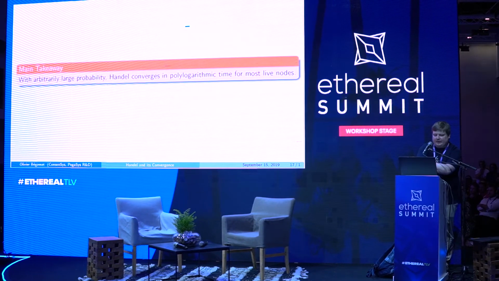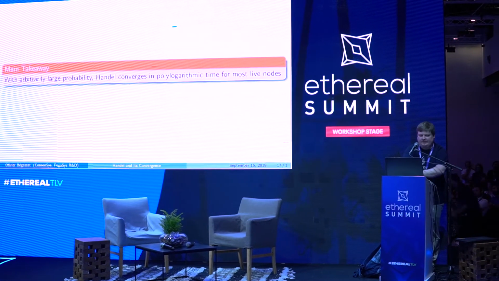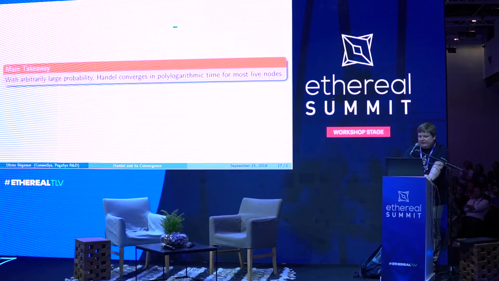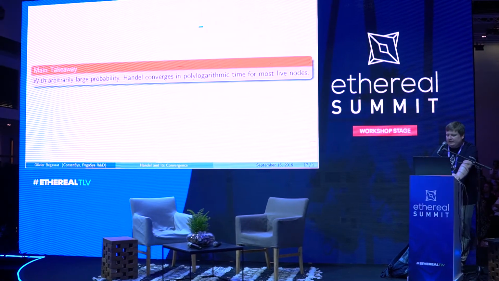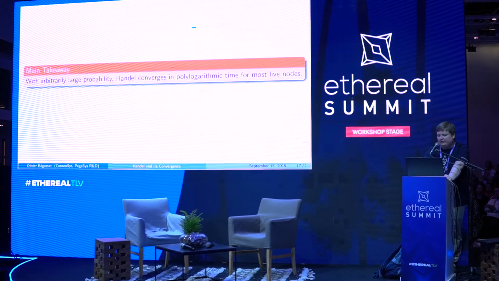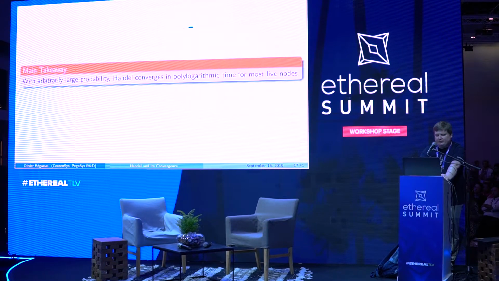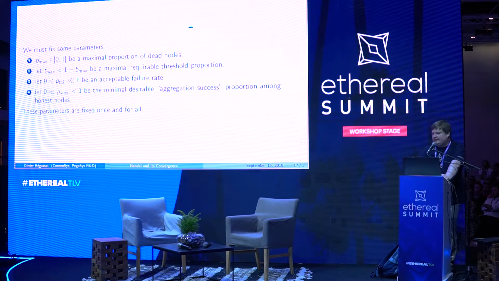So the main takeaway, before I expose the theorem to some extent, is that with arbitrarily large probability, which you may fix initially, this will be a parameter of Handel, Handel converges in polylogarithmic time for most live nodes. And I will try to make this slightly more precise. So I just put this there because you have to set some notation a bit, but I'm not really going to be worrying too much about this. You have a maximal proportion of dead nodes in the system, you have a threshold you want to reach, and you have a failure probability, which you're willing to accept.